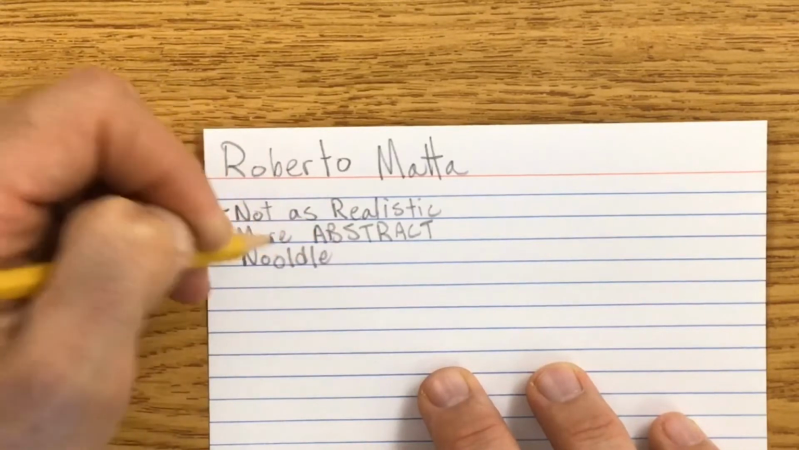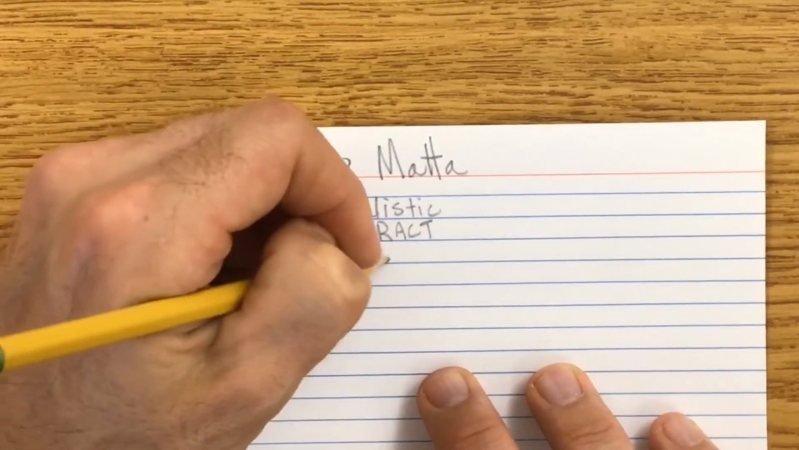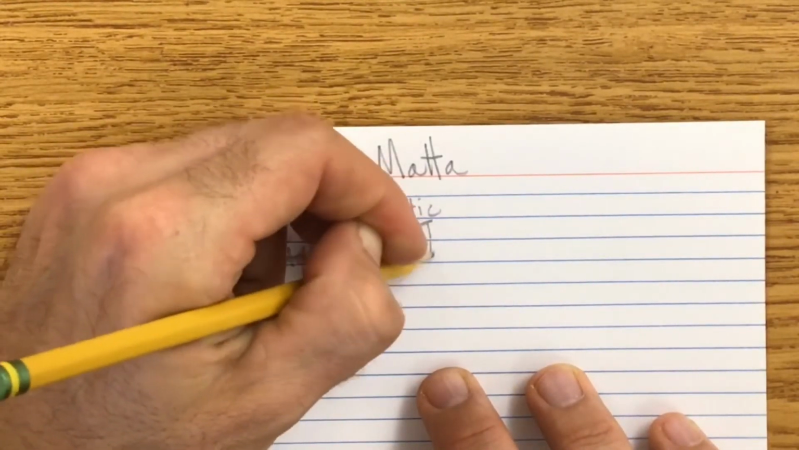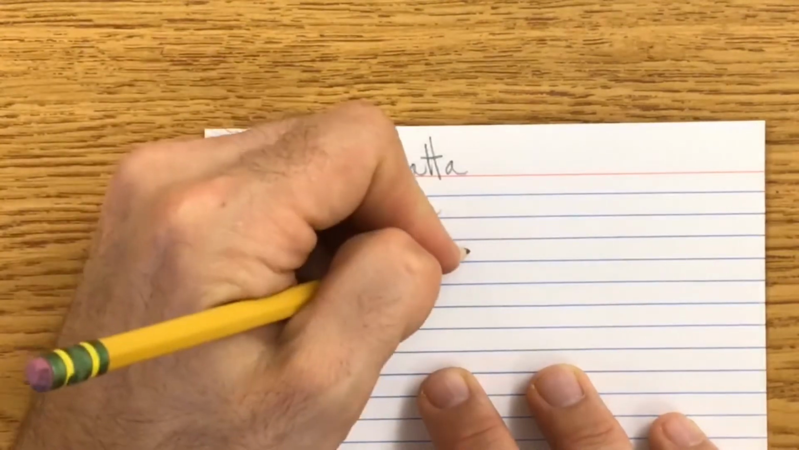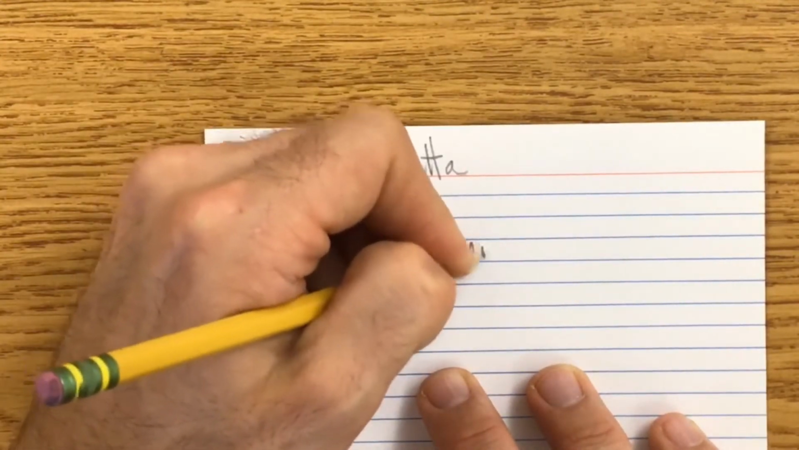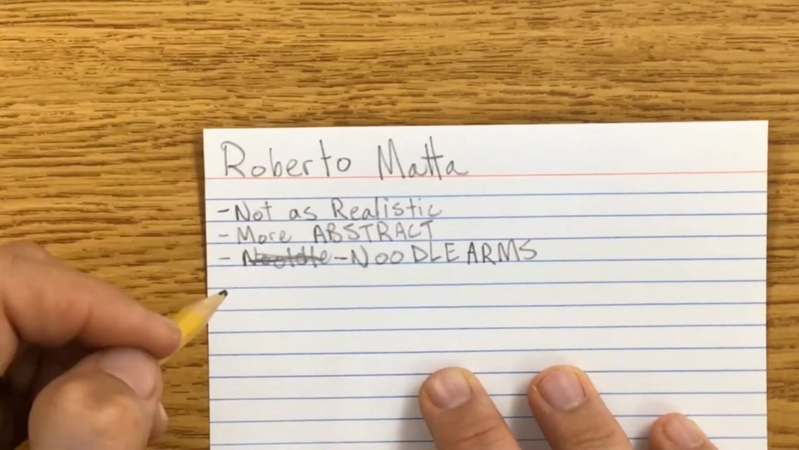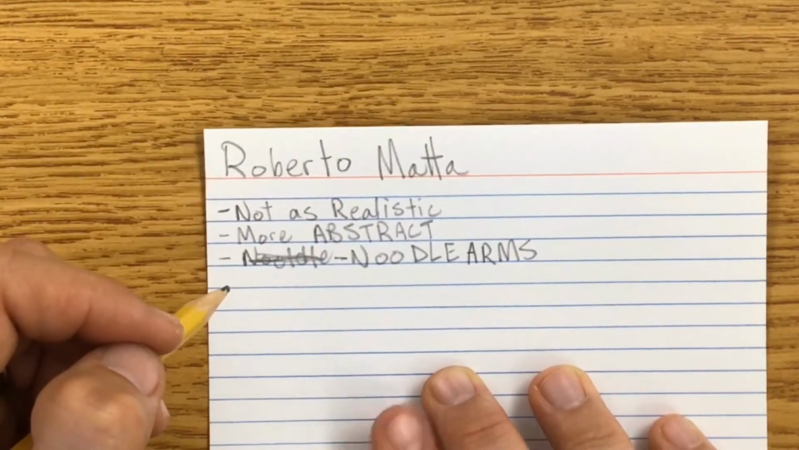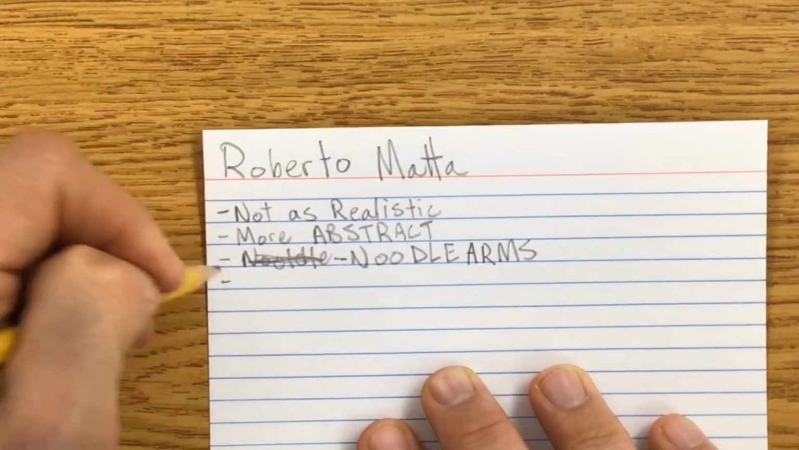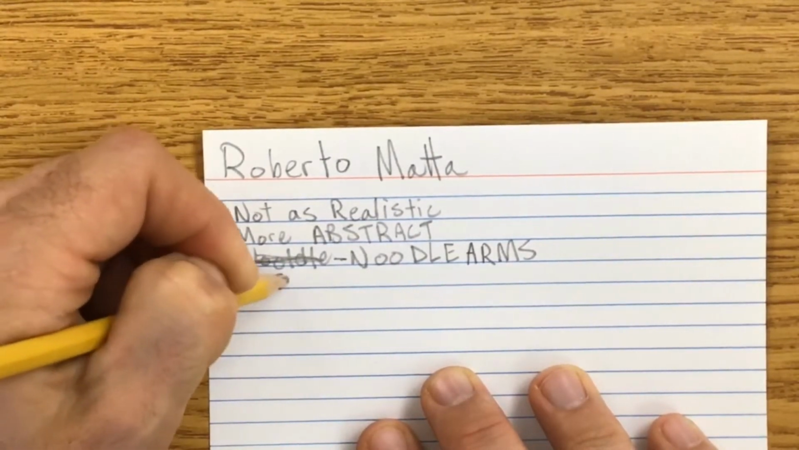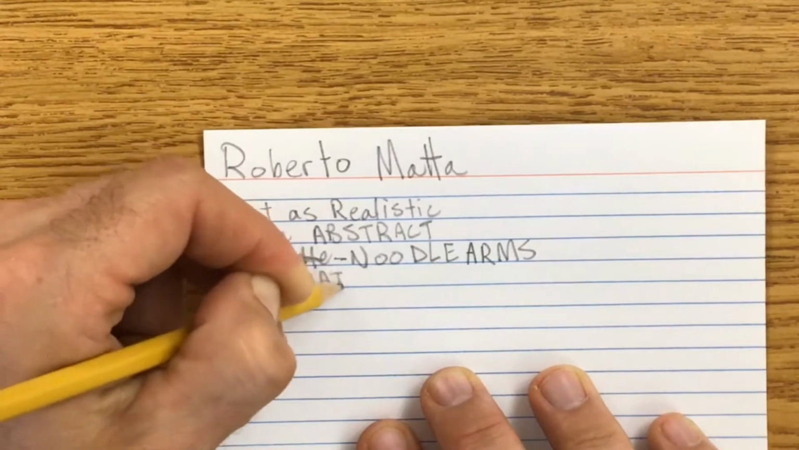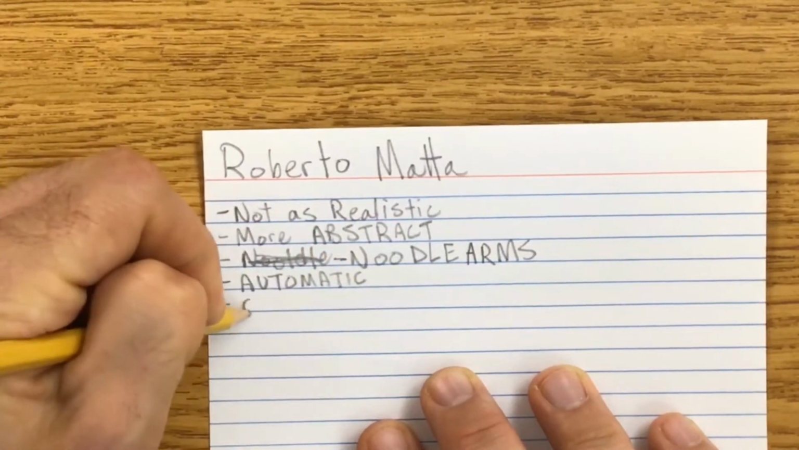Some things might look a little bit real. It's a little bit noodly. How do you spell noodly? I don't know, actually. Noodle arms. There we go. Sometimes he draws people or things that look like people that have noodle arms. It's noodly. You know what I'm saying. You get me. Alright. Automatic drawing.